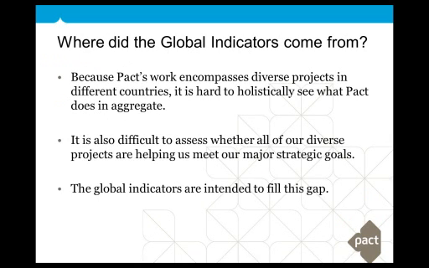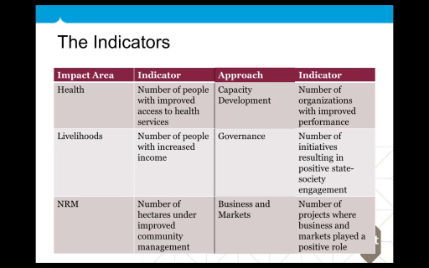So, as I think most people know, the global indicators come from a need to summarize PACT's work, which is very diverse across a lot of different countries and sectors, in a way that can easily summarize what we do holistically. It's difficult to assess whether our different projects, with just their individual data, are helping us meet major strategic goals, and we've really seen the global indicators come into play there in recent years. So they are something that across PACT we look at a lot.